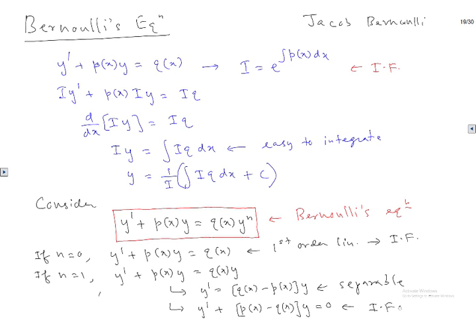If you move the p(x) term to the other side, it's going to be a separable equation. But if you move q(x) to this side, it's going to be the integrating factor method. So there are two ways to do the n equals 1 case. Now, let's assume that n is not equal to either of those two numbers. That's the case we're going to consider now.